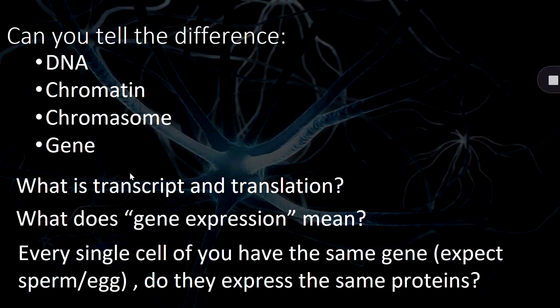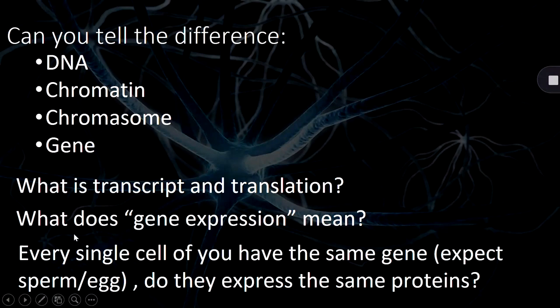Transcription is basically your cell making RNA based on the DNA. So the cell making RNA based on the DNA, we call that transcription. And translation is the cell making protein based on the RNA. The RNA that we use is the messenger RNA, the mRNA, right? We cannot make protein directly from DNA. We have to make RNA first, and then we get protein out of that.